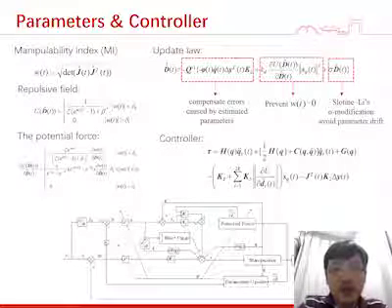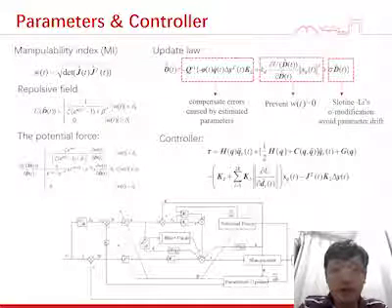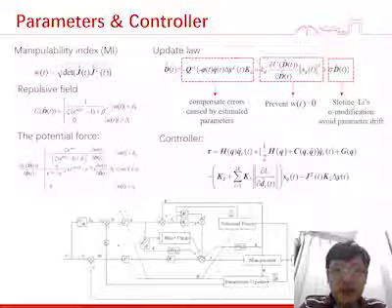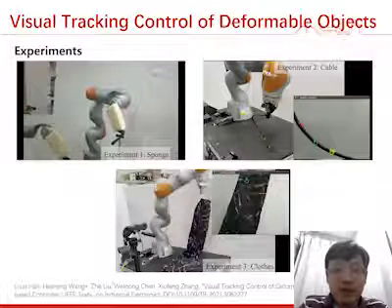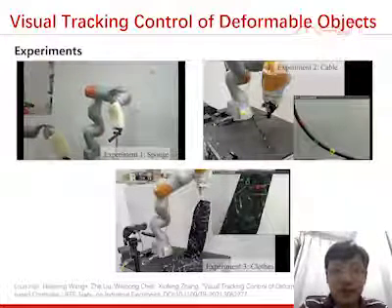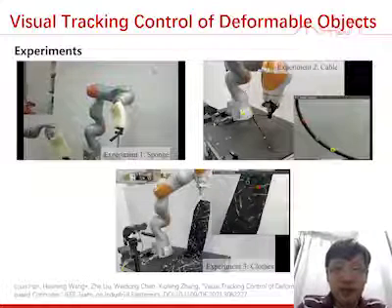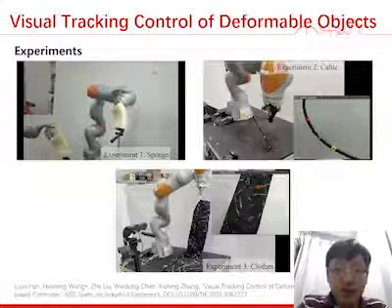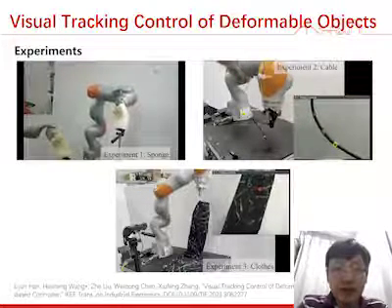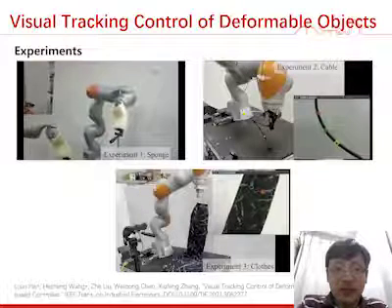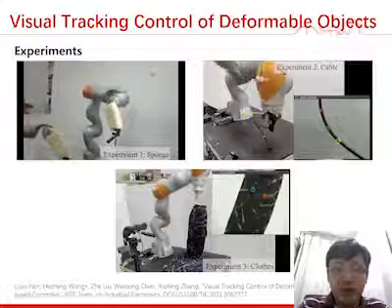The controller with visual feedback and joint feedback is designed as follows, guaranteeing the convergence of both position and velocity error. It can be proved by Lyapunov theory. The detailed proof you can find in our paper. Experiment results with different types of deformable objects, including a 1D cable, 2D cloth, and 3D spoon, validate the feasibility of the proposed algorithm.